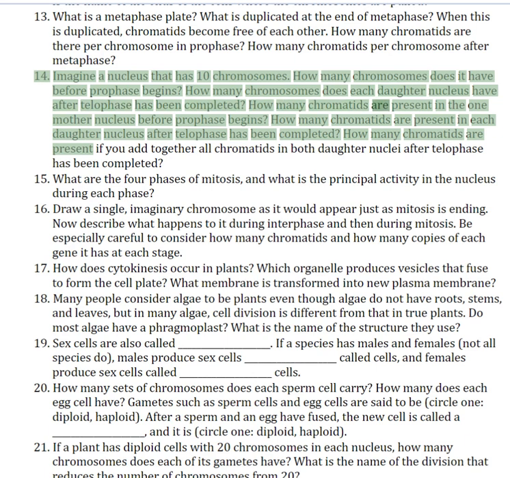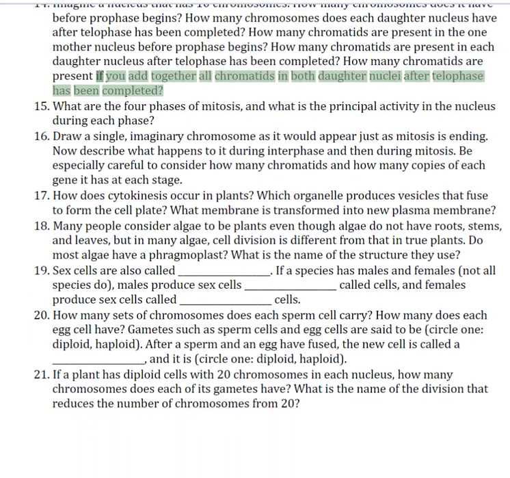How many chromatids are present in the one mother nucleus before prophase begins? How many chromatids are present in each daughter nucleus after telophase has been completed? How many chromatids are present if you add together all chromatids in both daughter nuclei after telophase has been completed?